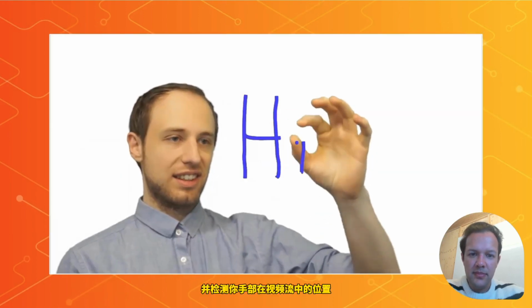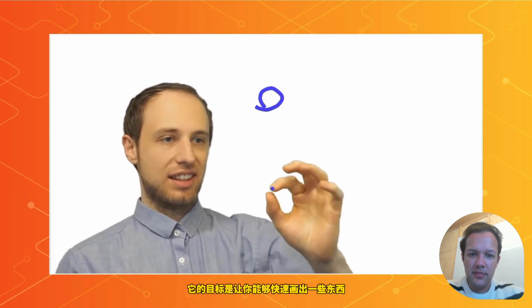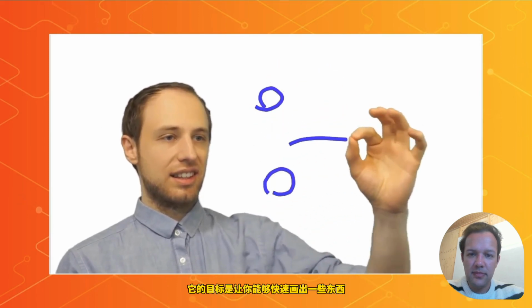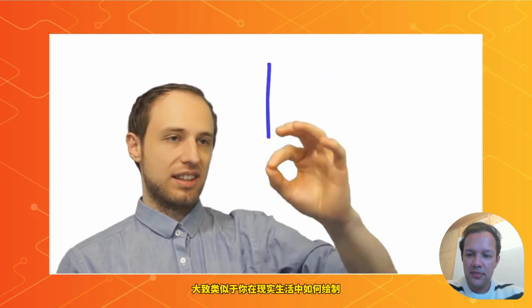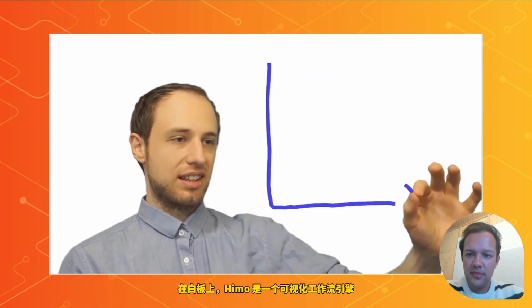It's a hand tracking engine called Yoha. And so what it does is it processes the video feed of your webcam and it detects the location of your hand in this video feed. And the goal of it is that it allows you to quickly sketch something roughly similar to how you would do it on a whiteboard.